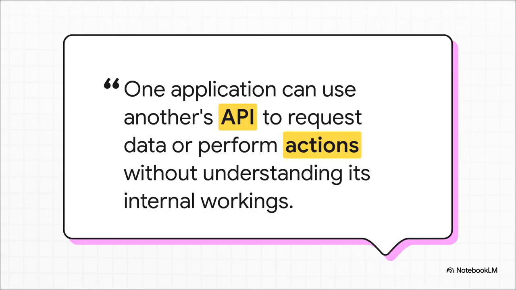And this analogy really nails it. Think of an API like your TV remote. You press a button to change the channel, and you don't need to understand the complex wiring inside the TV. You just know it works. Well, it's the same thing here. One app can press a button on another app's API to get something done, without needing to know all the messy details of how it works on the inside.